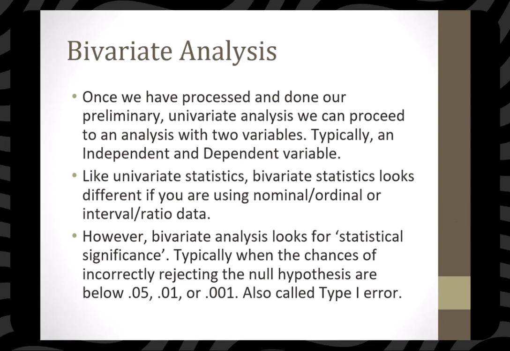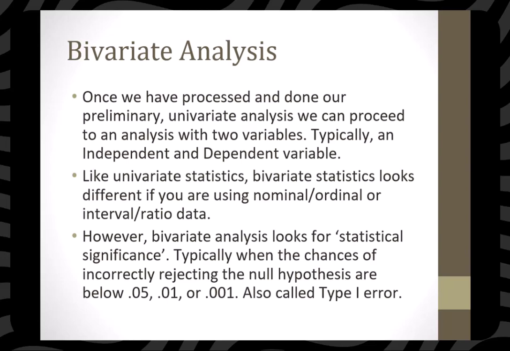Bivariate analysis also looks for what we call statistical significance. This is usually defined as a 0.05, 0.01, or 0.001 and corresponds to a 95% confidence level, a 99% confidence level, or a 99.9% confidence level. So if I say a 0.05, think 95% confidence level, 0.01 is a 99% confidence level, and a 0.001 is a 99.9% confidence level. And these 0.05, 0.01, or 0.001 reflect the probability that when we say it looks like our independent variable is causing the change we see to our dependent variable, that we are wrong.